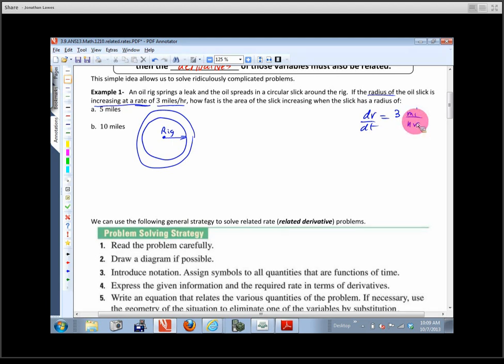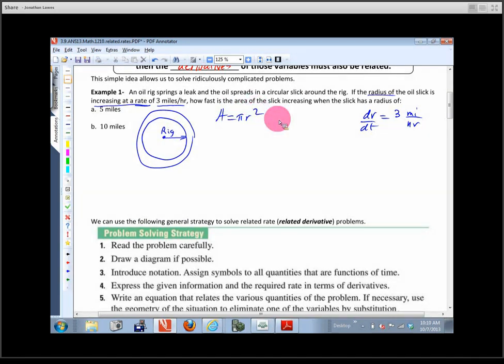So then, like any good story problem, it ends with a question. It says, how fast is the area of the slick increasing? How fast is the area of that oil slick increasing? Well, let's take a look at the picture that we've got here. What shape is it? A circular disc. Okay, so we've got this circular oil slick. How would we find the area of that circular oil slick? Yeah. Area equals pi r squared.